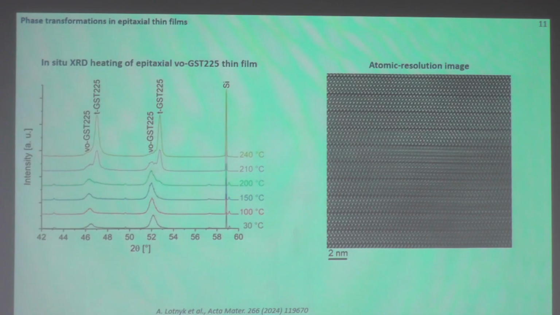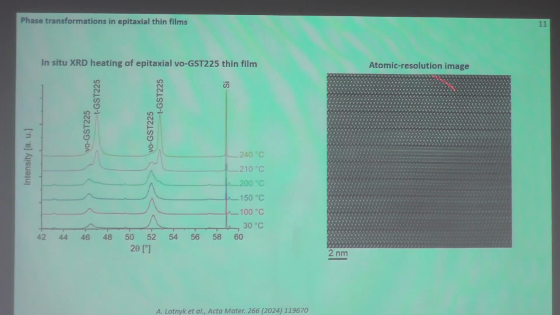If we start to heat up our epitaxial thin film, we can go through different phase transitions. We can see here we start with the vacancy ordered phase, and then at this temperature, 200 degrees C, we observe the formation of an additional peak, which then grows at temperatures from 210 to 240 degrees C. And this peak belongs to the TGST phase. This is the stable trigonal phase. So here we can nicely observe the transformation from the vacancy ordered phase to the trigonal phase.